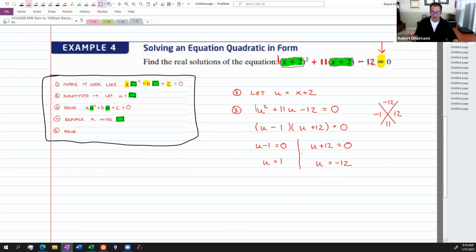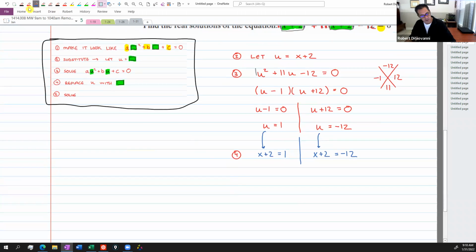We're not saying the answer is 1 and -12, because remember, we made a substitution, right? We let u be equal to x plus 2. So for step 4, I'm just going to take these equations and replace the u with the substitution we made, x plus 2. And then replace here, x plus 2 equals -12. And now we have two new equations that we're going to solve. So step 5 is to solve those.